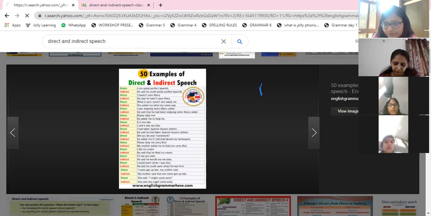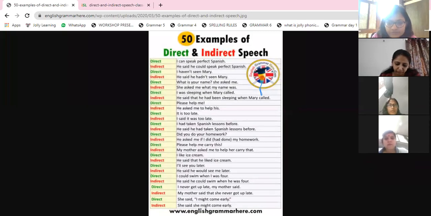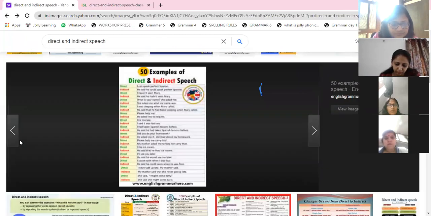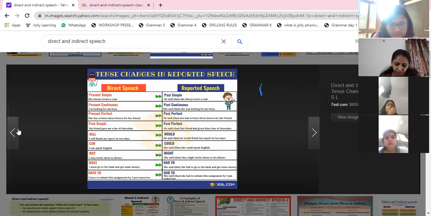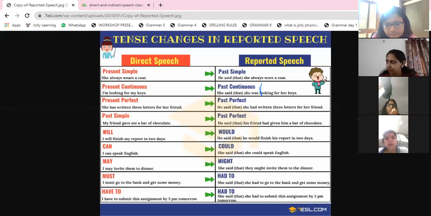So let us read some more examples. Okay, we have done this. Can you all see this? So Shweta will read a direct sentence and Satya will read the indirect sentence. Okay, so now present simple. She always wears a coat. He said that she always wore a coat.